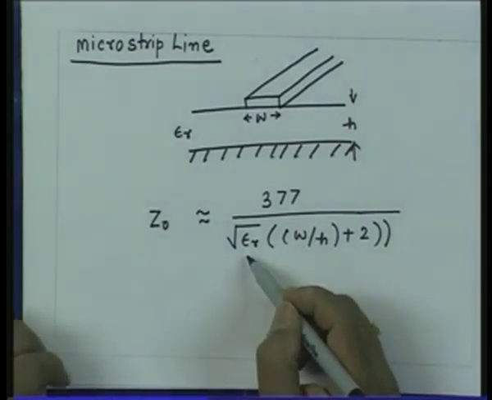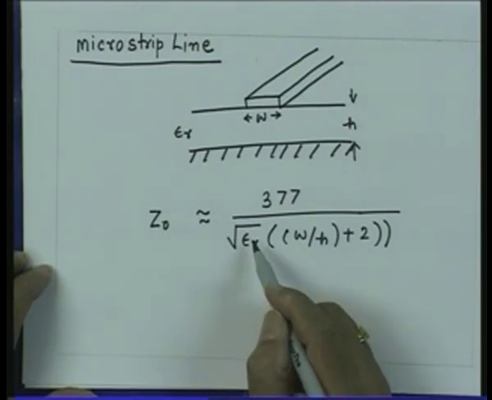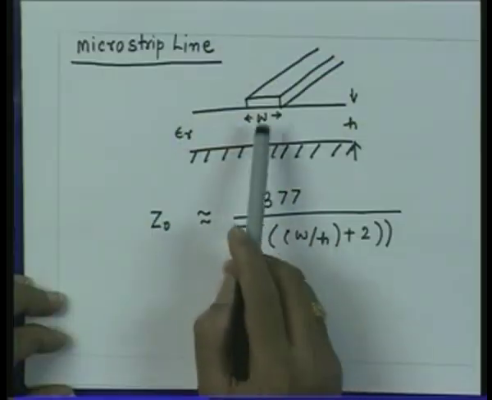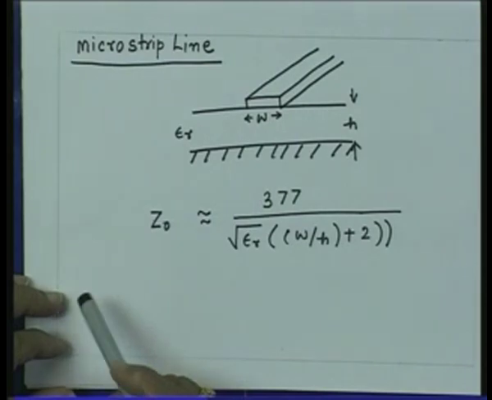The dielectric which is used here can have a dielectric constant ranging from 2 to even 10, because when you go to microwave frequencies you can use a substrate like alumina, for which the dielectric constant is 9.8 or something. So, in this configuration the dielectric constant values may have a very wide range, and also the W by H can vary by a very wide range.